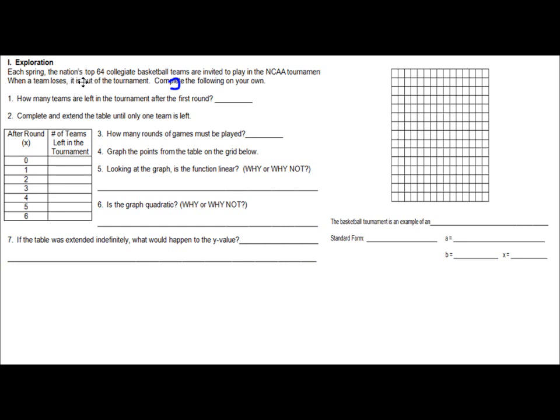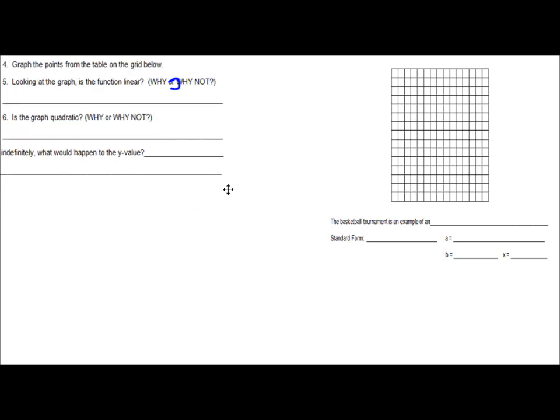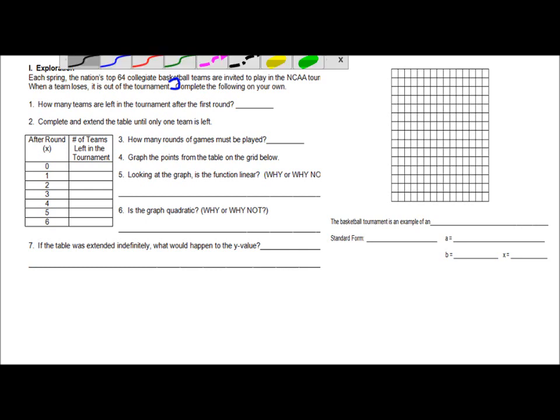So this was the worksheet that was given in the class. So let me gather this back. Okay, so I'm going to get my pen. Okay, so each spring, the nation's top 64 collegiate basketball teams are invited to play in the NCAA tournament. When a team loses, it is out of the tournament.